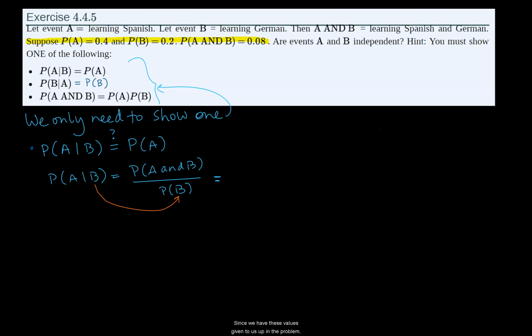And since we have these values given to us up in the problem, the probability of A and B is 0.08. The probability of B is 0.2. If we divide that out on our calculators, we end up with 0.4. And a quick check up top says 0.4 is also the probability of A. So this would mean A and B are independent.